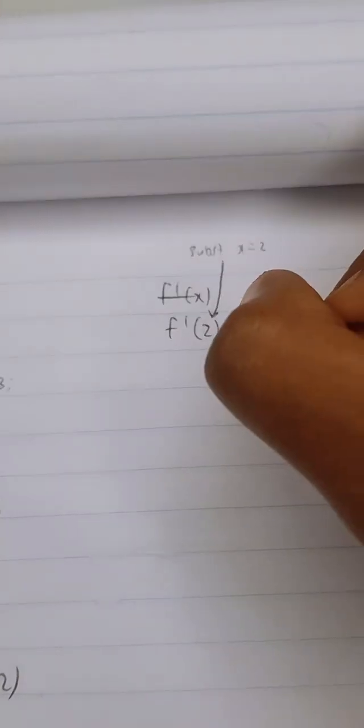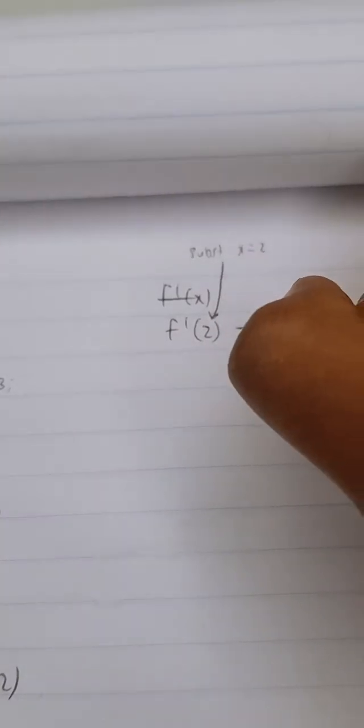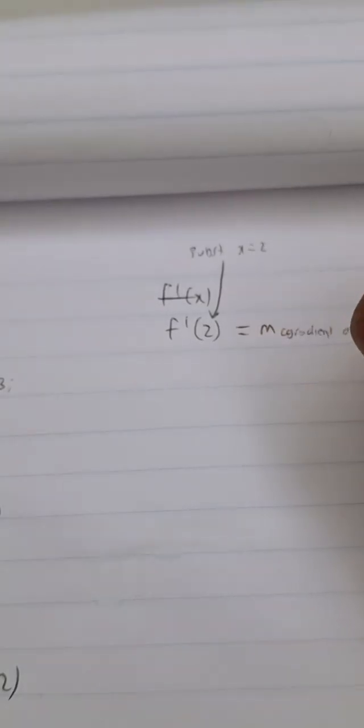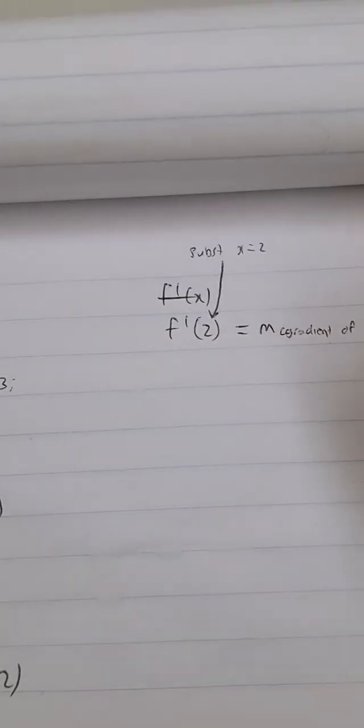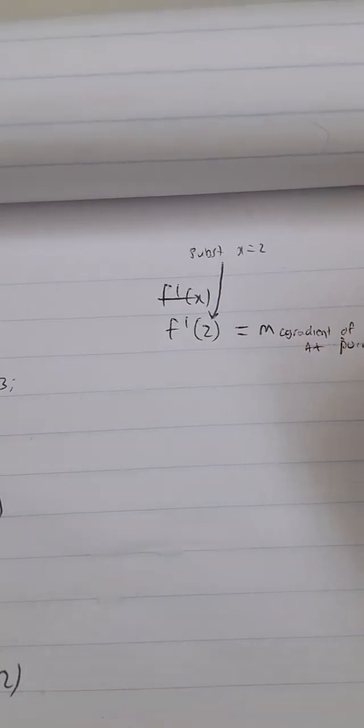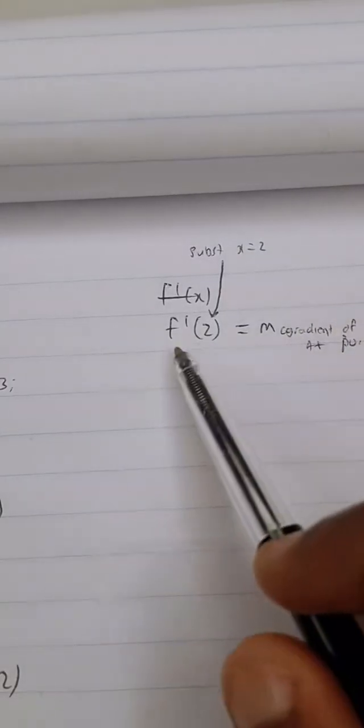By so doing, this will help us to get the gradient of the tangent g of x at the point 2 and negative 6. So by substituting, we are able to get the gradient of the tangent g of x at that point of inflection.